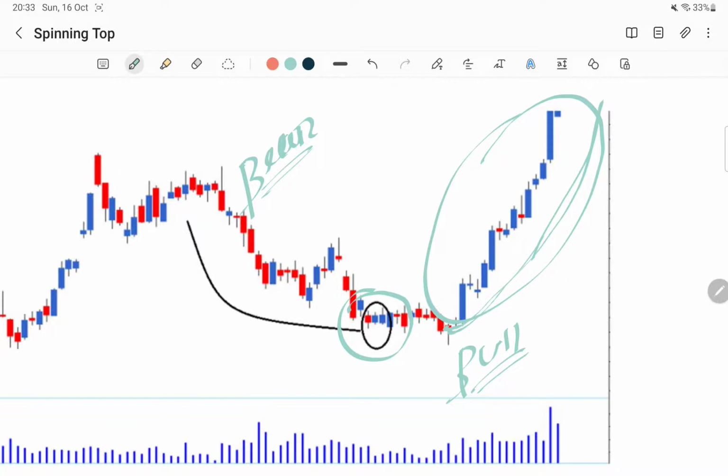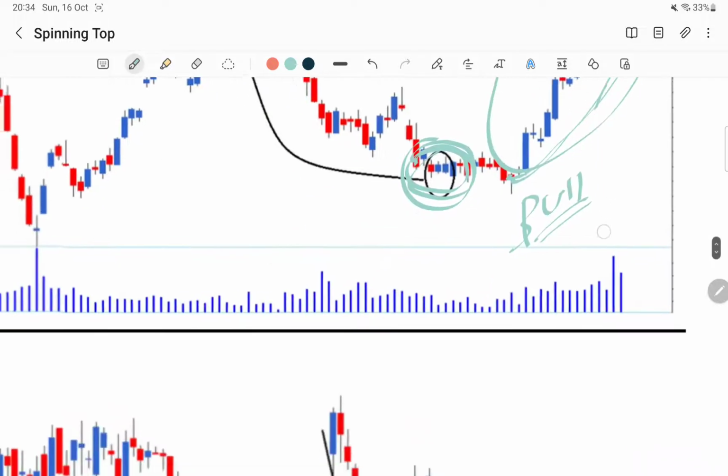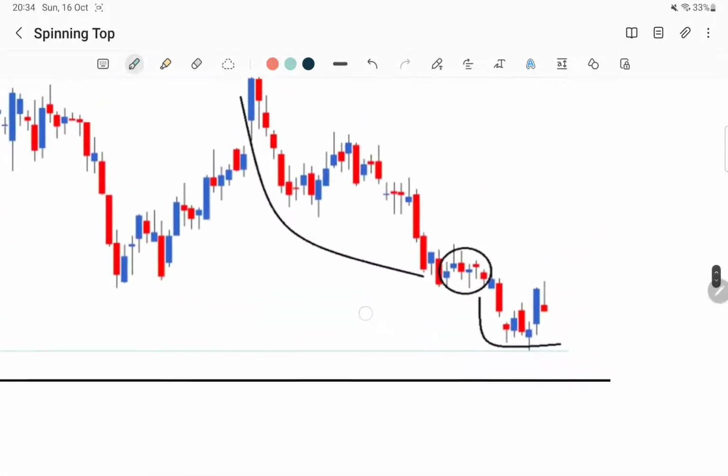With a spinning top, this area says we don't know what is going to happen. The bears have tried, but right now somebody is trying to take the stock up, and after that the bulls have taken the control. So you have to be cautious, take some precaution in this area and understand what is going to happen, and accordingly take your position. So let's understand what is happening in this scenario.